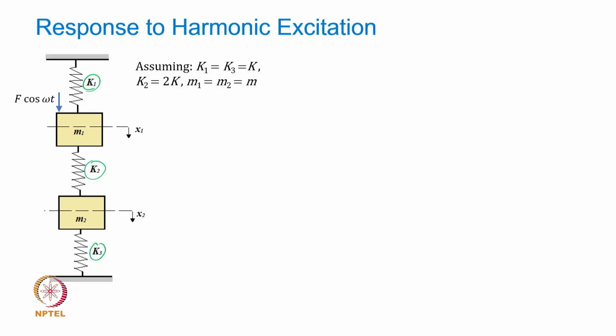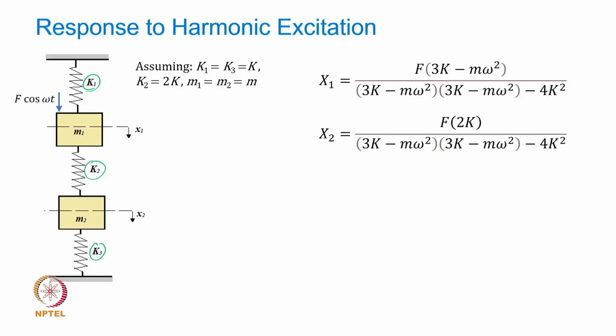So there is no reason why these particular values are chosen. You can choose any values, you will get similar response features, but it becomes easier for us to discuss. So we use these, and then if you substitute in the previous expressions of x1 and x2 that we derived in the previous slide, you substitute k1, k2 and k3, you get this expression, by simplifying for the values of k1, k2, k3, m1 and m2.